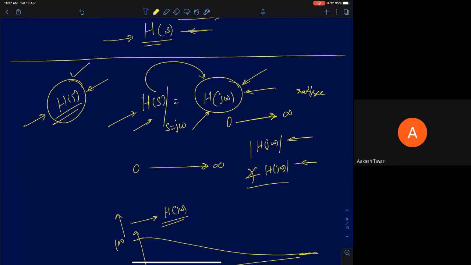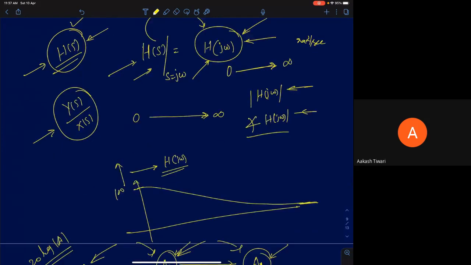What exactly is a transfer function? A transfer function, can I say, is a ratio of two quantities, Y of s by X of s? A transfer function is essentially a ratio of two quantities. Especially if I'm going to plot them on a graph, the graph should give me information about this ratio. It's like I'm comparing two quantities.